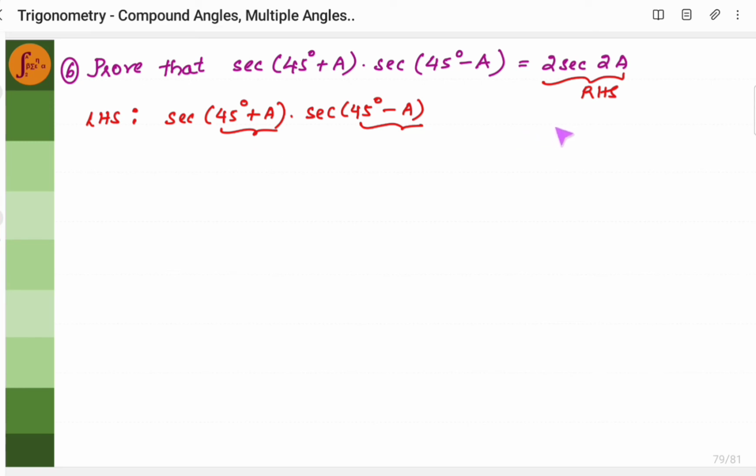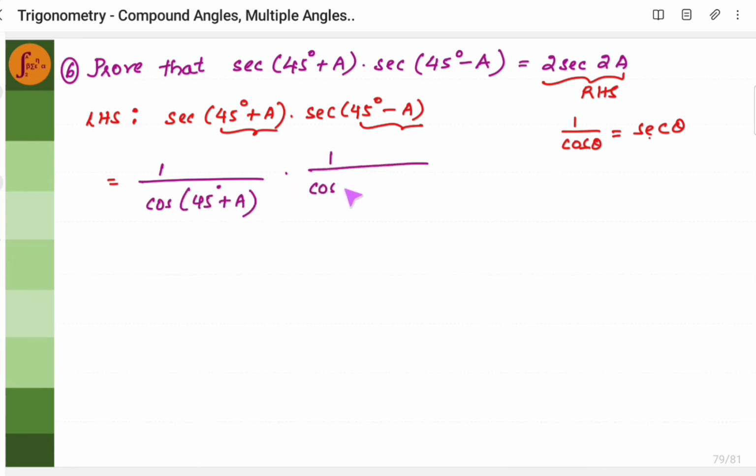So, what is secant? 1 by cos is secant, correct? 1 by cos theta is secant theta. Now, what we'll do, instead of secant theta, we'll put 1 by cos theta. That is, I'll write this as 1 by cos of 45 plus a. Similarly, here also I'll write 1 by cos of 45 minus a.